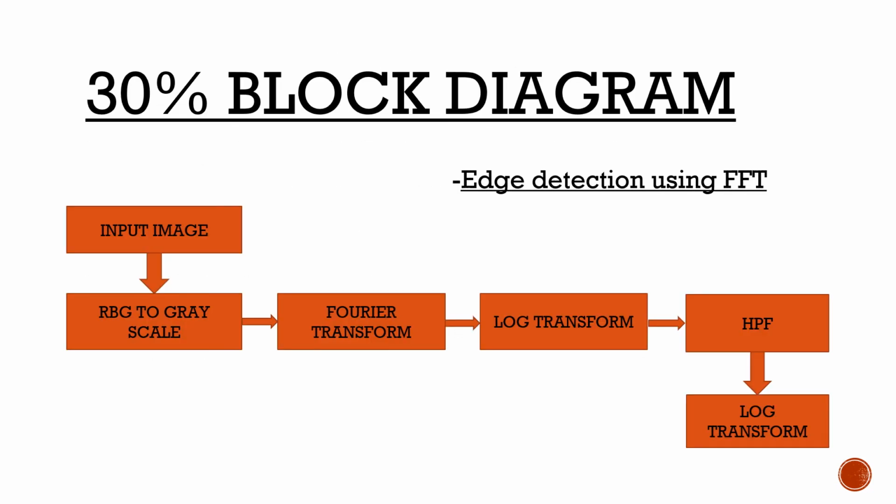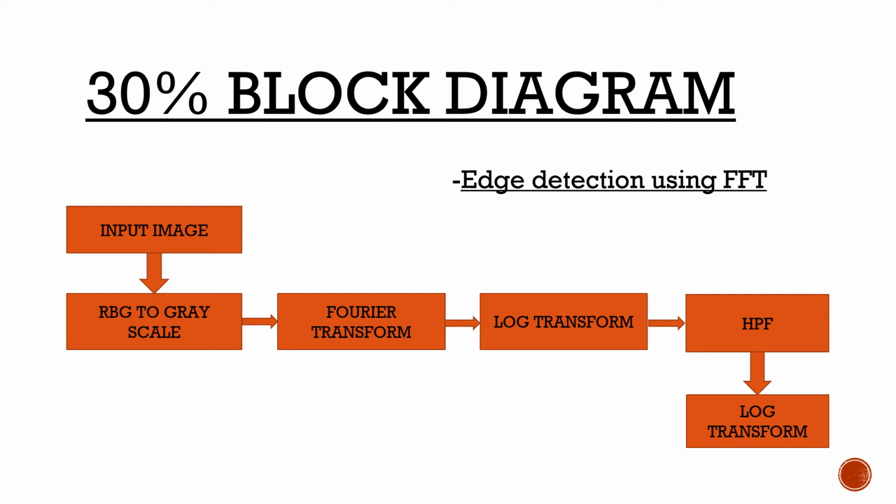Now we'll see the 30% block diagram of our project. So it's basically edge detection using FFT. For this, we'll consider an input image, that is a known image for this process. So this known image is of RGB format. So it has to be converted into a grayscale. And the next step is Fourier transform.